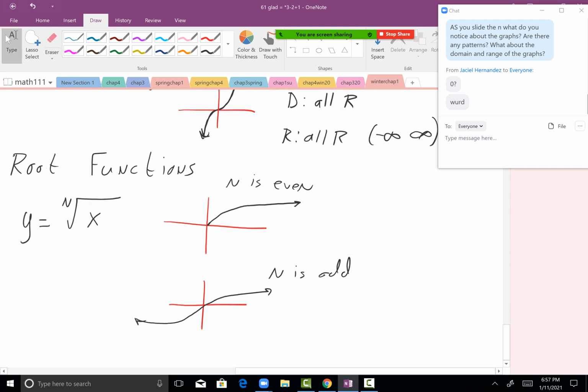Who was telling me this? Veronica? So, Veronica, you made a huge connection there. I don't know if you knew that or not, but what you just said, that this one is a lot like the power function except that it's been switched left to right, is exactly correct because they are related. So we would say that the root functions are inverses of the power functions.